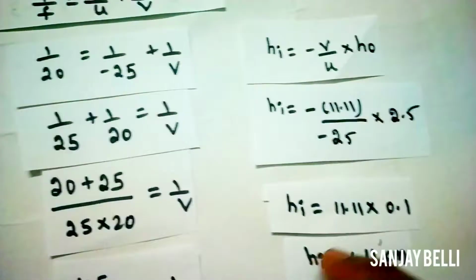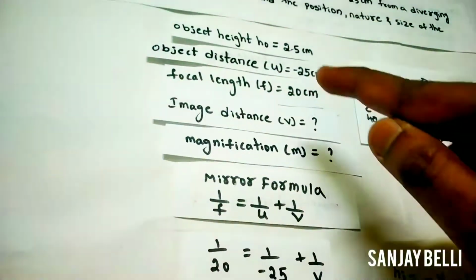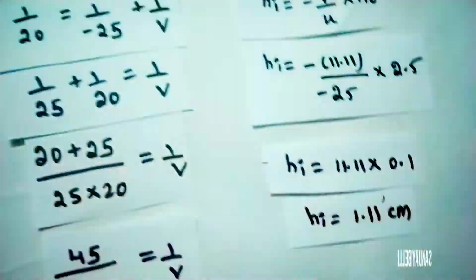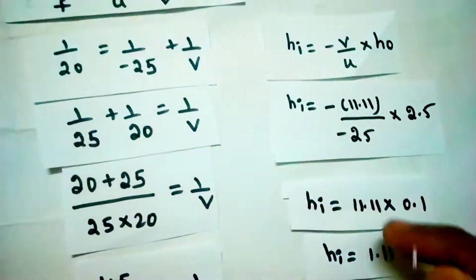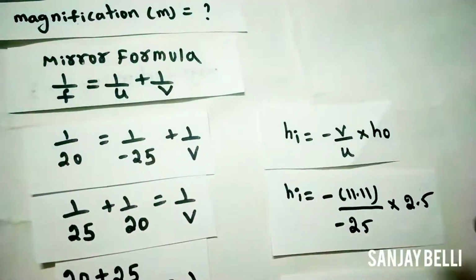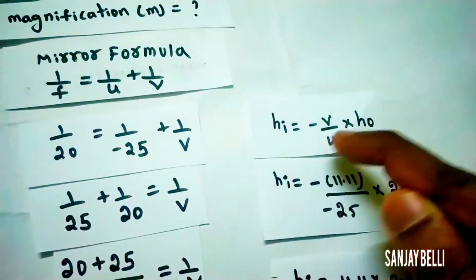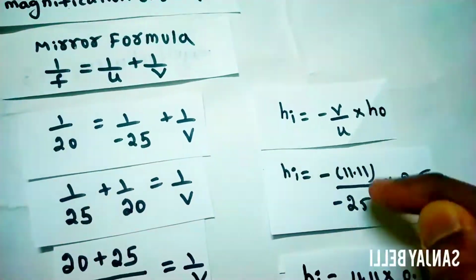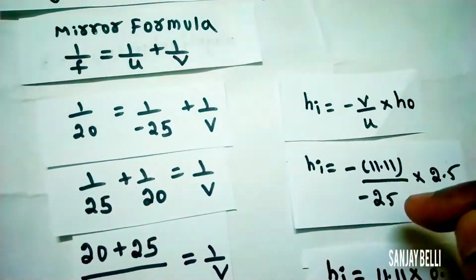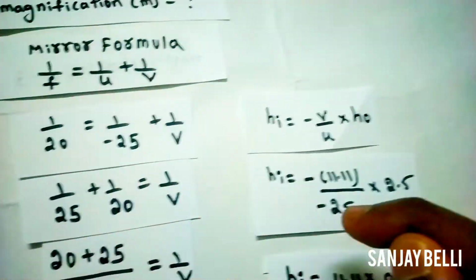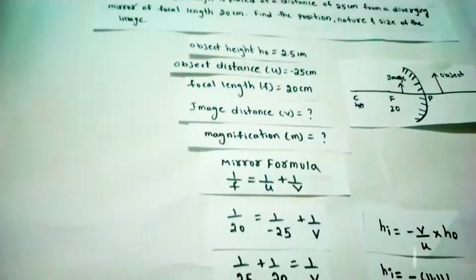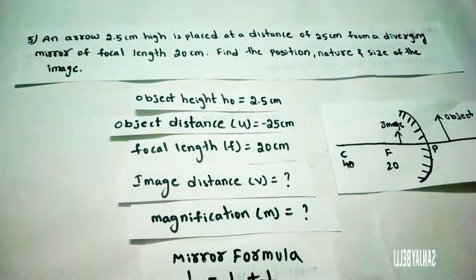Your image height is always less than the object height. Object height is 2.5, so we got image height is 1.1, so it is a diminished image. If we use only V by U, minus V by U, that is 11.11 by 25, you will be getting less than 1, 0.1 definitely. Okay, so this is your fifth problem.